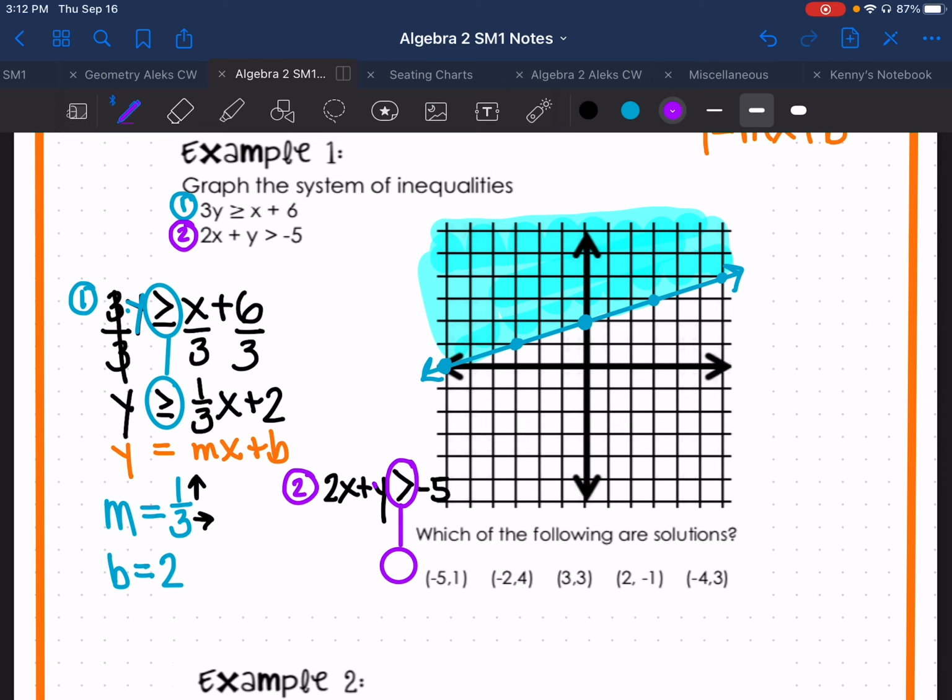I want to get the variable y by itself. So all I have to do is move the 2x. It's a positive 2x, so I simply subtract it to the other side. Remember, it's going to actually subtract: negative 2x minus 5. I did not divide at all, so my inequality is going to stay exactly the same.